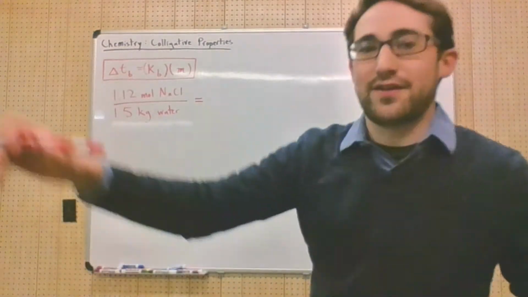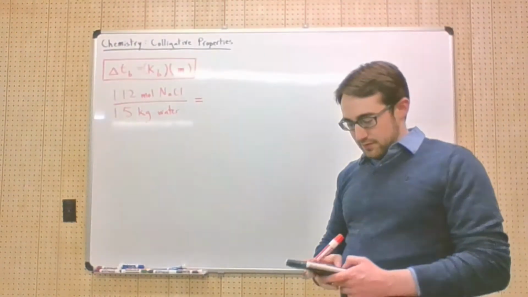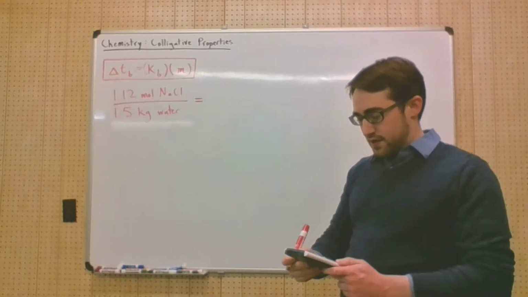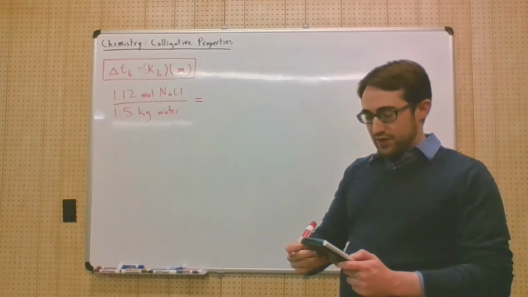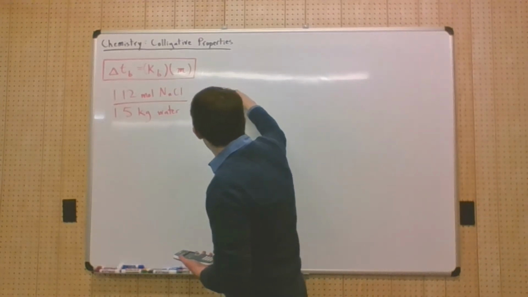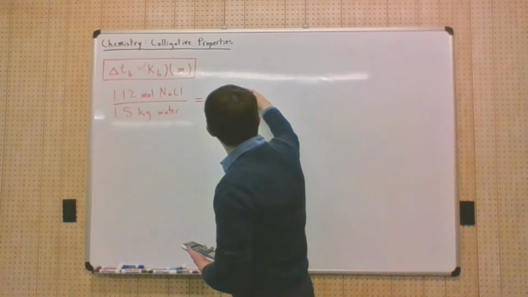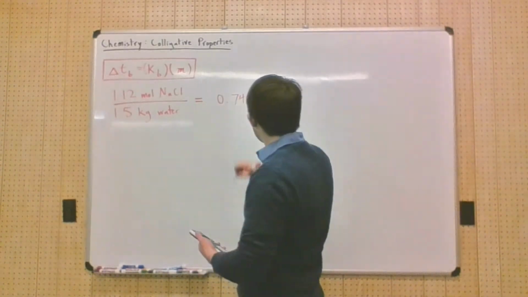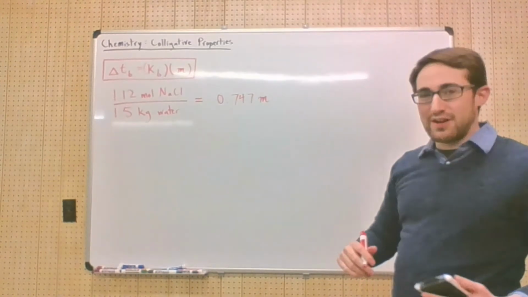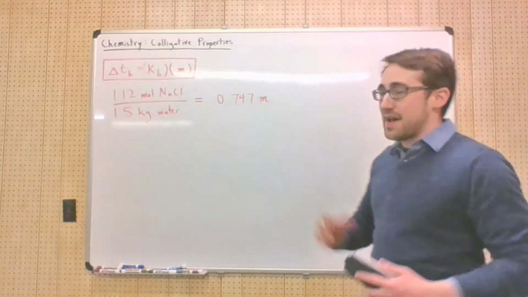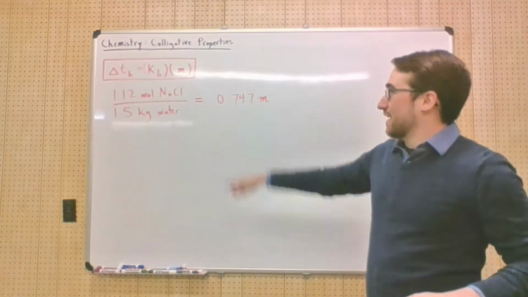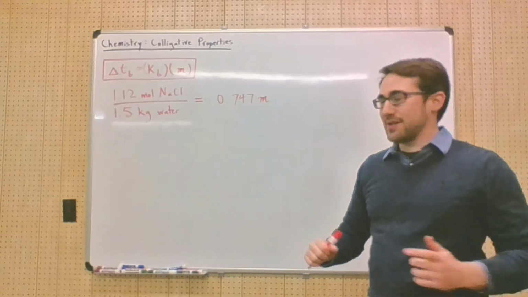So I get my calculator. 1.12 divided by 1.5, I get 0.747-ish, depending on how you want to round. So this is a 0.747 molal concentration of solution. Now, since I have the molality, I can take this a step further and solve for my delta TB. Right?